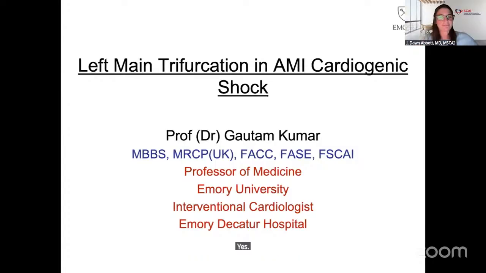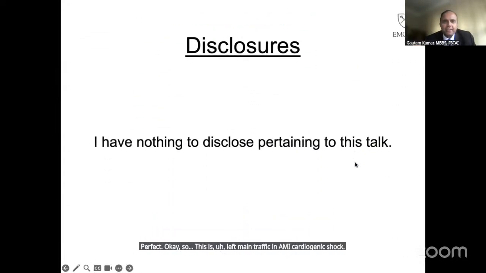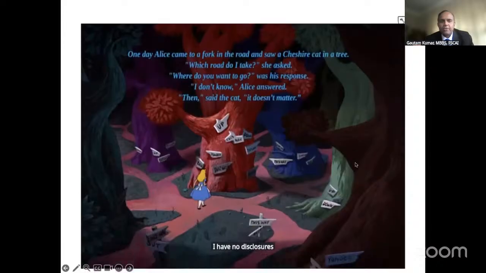Yes, perfect. Okay, so this is left main trifurcation in AMI cardiogenic shock. I have no disclosures pertaining to this talk.